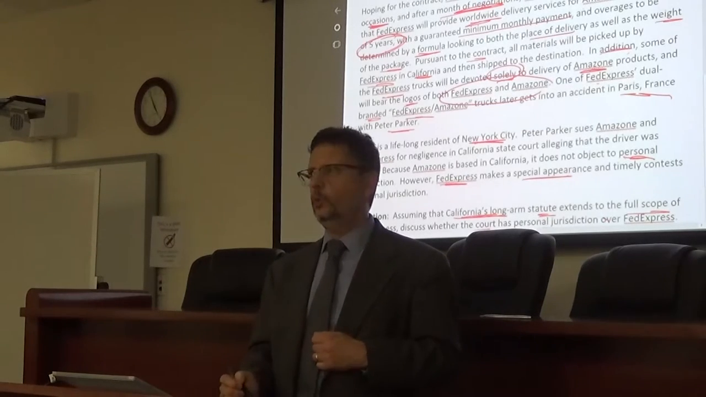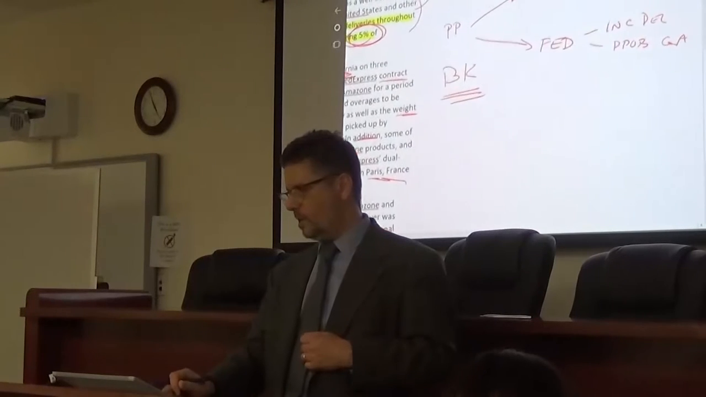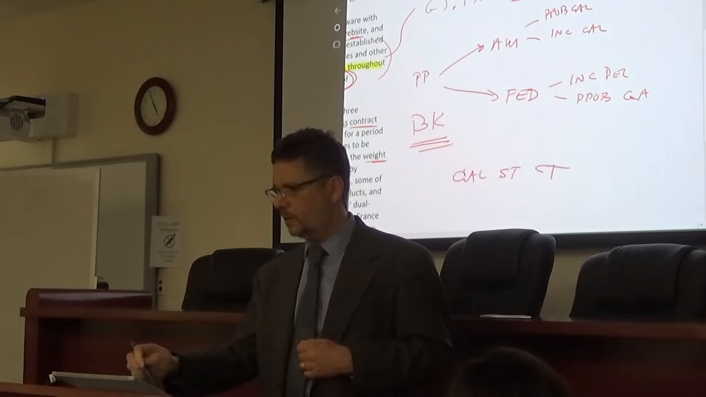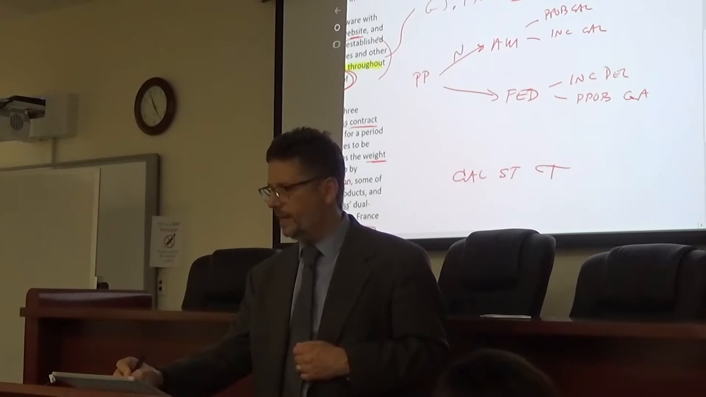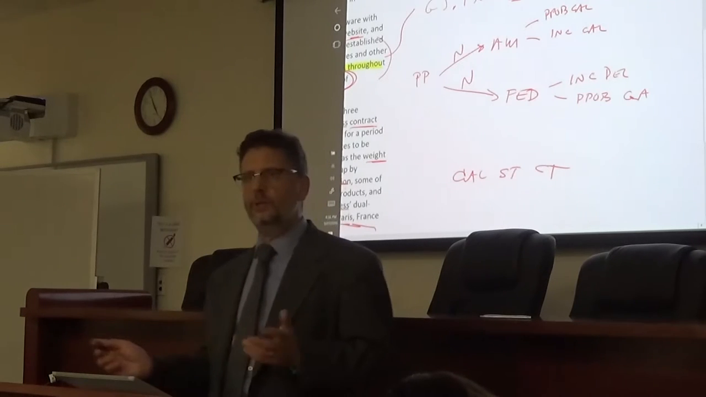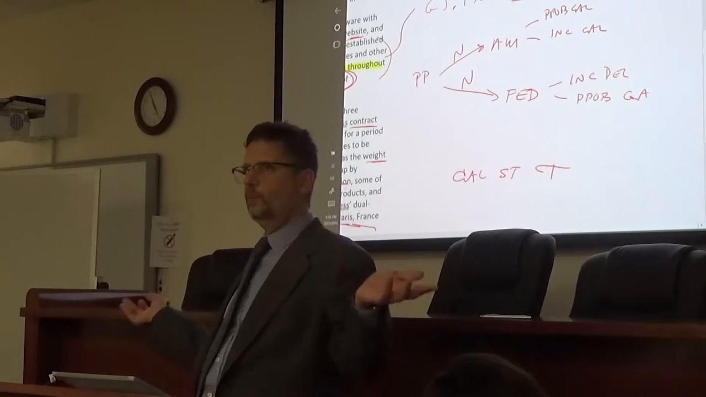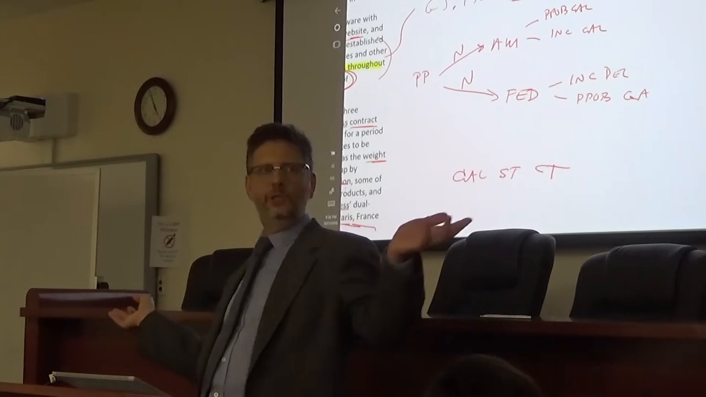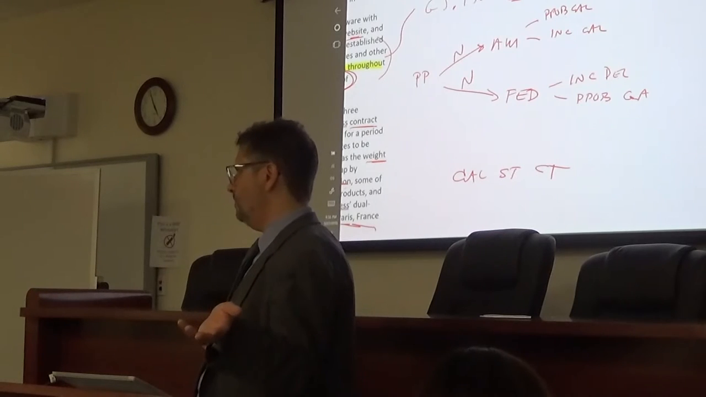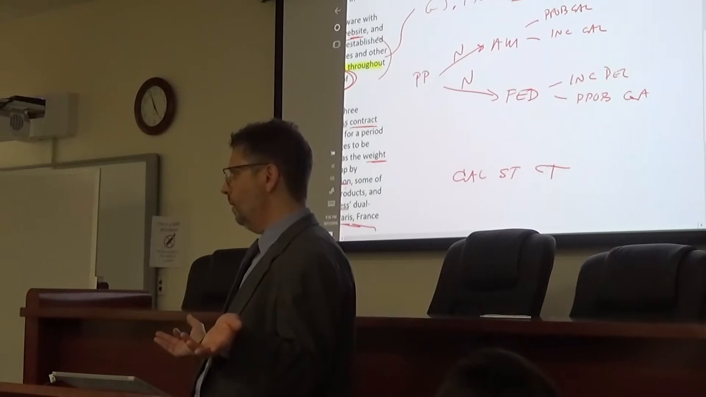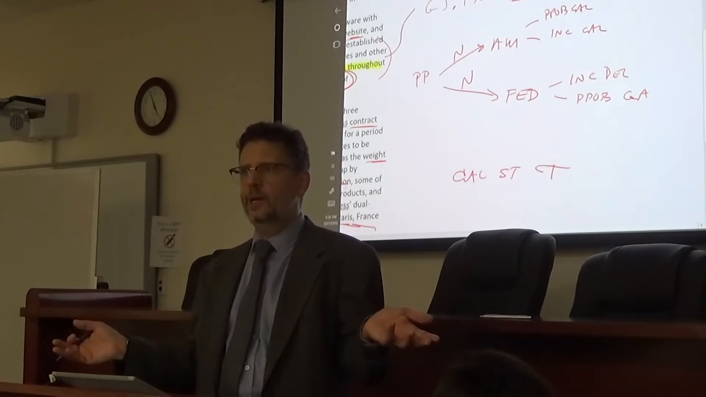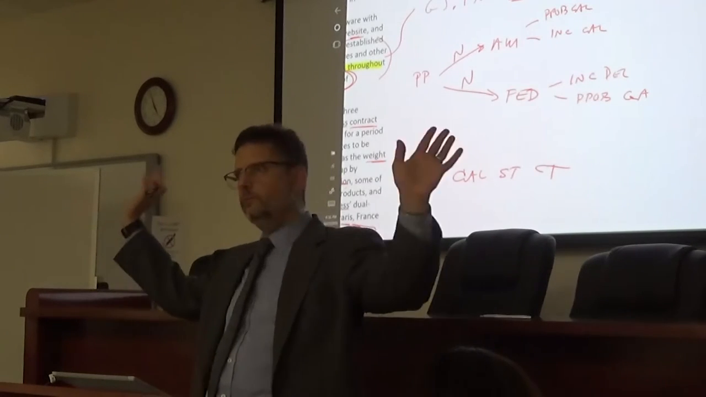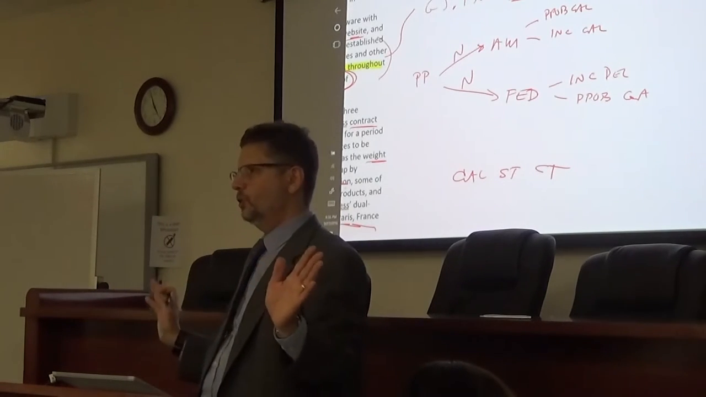Peter chooses to sue both Amazon and Fed Express in California state court for negligence, right? Amazon doesn't object to PJ. So, dumb question. Because Amazon doesn't object to PJ, is there PJ? Yes, it's waived, right? If Amazon objected to PJ, would that objection prevail? Or instead, would there be PJ over Amazon despite any objection? Yeah, there'd still be general jurisdiction. So Amazon doesn't object at all. It wisely chooses not to object.